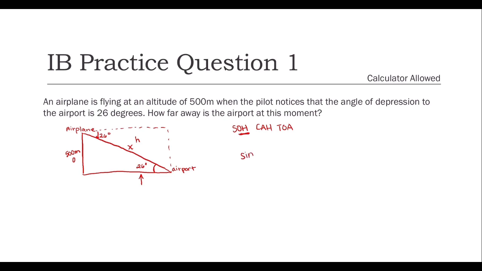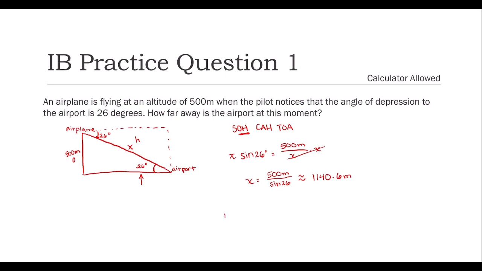So sine of 26 degrees equals our opposite, which is 500 meters, over our hypotenuse, which is x. To solve for x, we'll multiply both sides by x, and then we'll divide by the sine of 26. So x equals 500 meters over the sine of 26 degrees. That will be approximately 1,140.6 meters. To ensure that you get full points, I would write out exactly what your answer means.